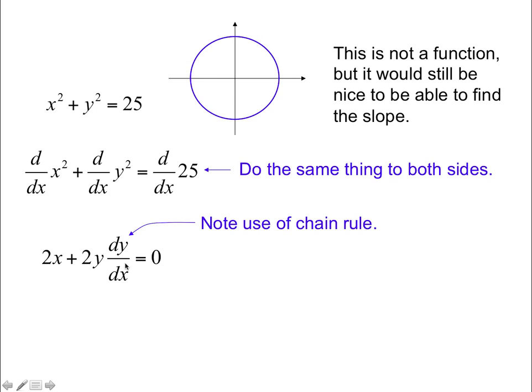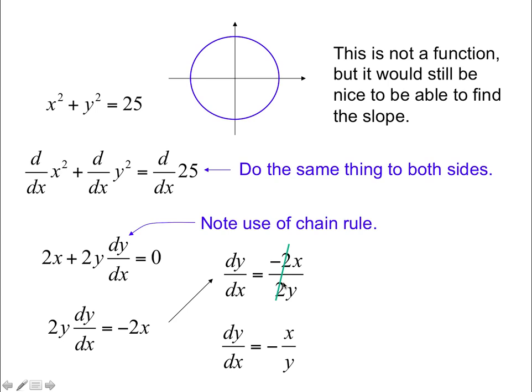Collecting our dy/dx's, we only have 1. So we have 1 dy/dx. There's no factoring involved. And so I can go ahead and move the 2x to the right-hand side by subtracting it. And then I can divide by the 2y. I can simplify this if you want to, but you don't have to. But if you simplify this and cancel out the 2's, you have negative x over y. So there's our derivative for our circle.